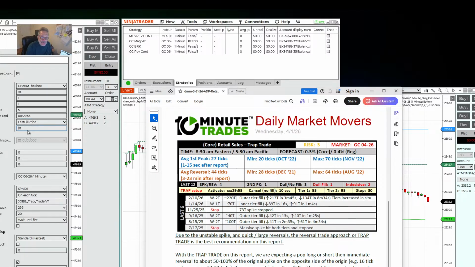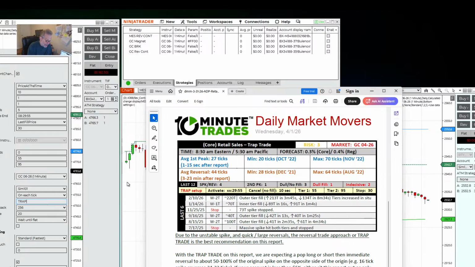Our stop is 30. It's a big risk, big stop. Our tiers are 55 and 95. All right, so we have a zone of safety of 125 ticks. If we move more than 125 ticks on the news, we'll get stopped out. And if we don't, then hopefully we'll get an opportunity to manage a trap trade.